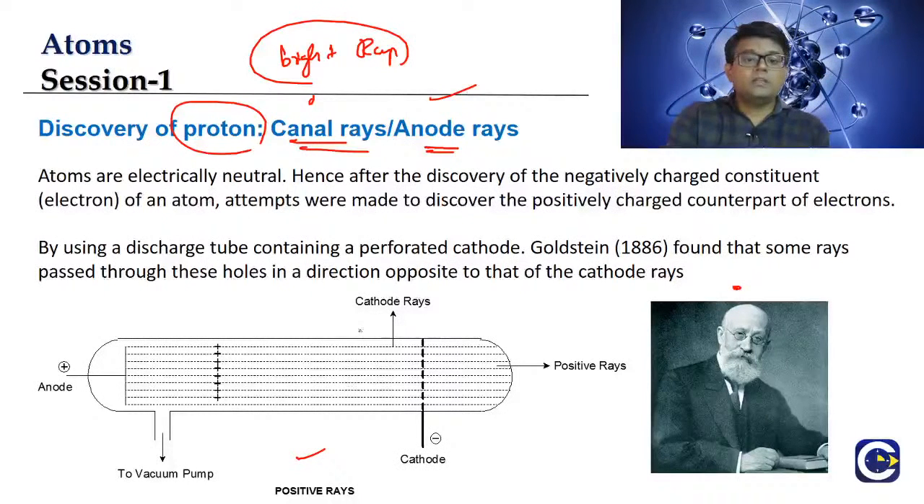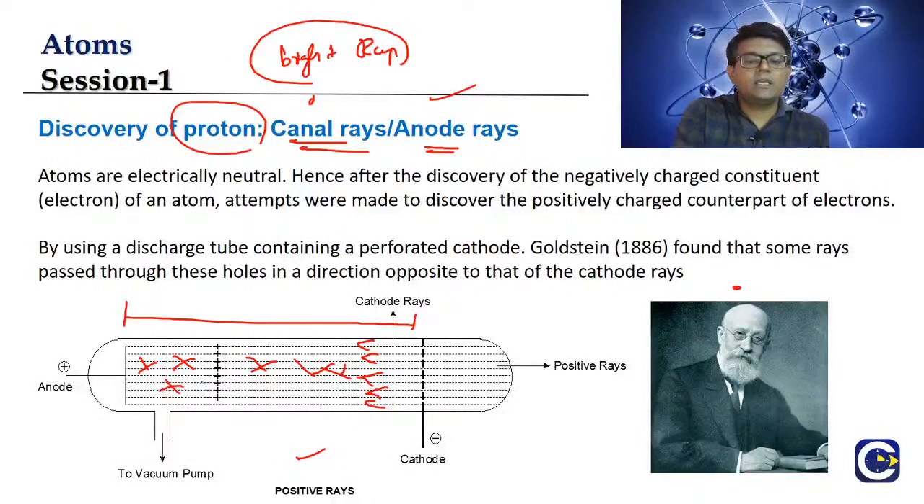In the discharge tube setup, this is the anode and this is the cathode. In this region there are already cathode rays present, which are very bright, so we will not be able to observe them in this region. If at all there are other rays coming from the anode, we will not be able to observe them, because there are also the bright cathode rays. So what he came up with is an idea of a perforated cathode.